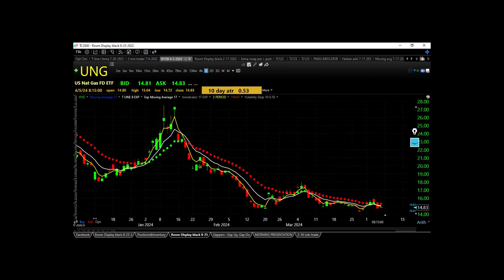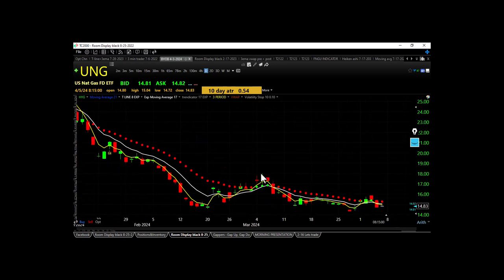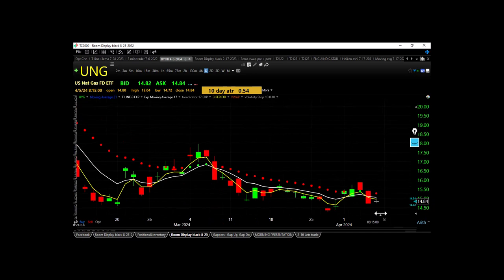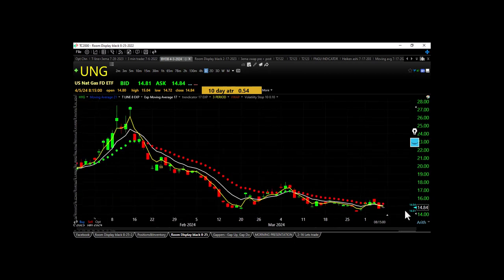UNG, okay, different story here. They're in a downtrend. They've got to break this high, unless, of course, they set a lower low, and then they come back and break this high right up here. Okay, UNG, yesterday's price action: lower high, lower low, closing below the bearish cross, below this falling 17 EMA. So still in a downtrend.